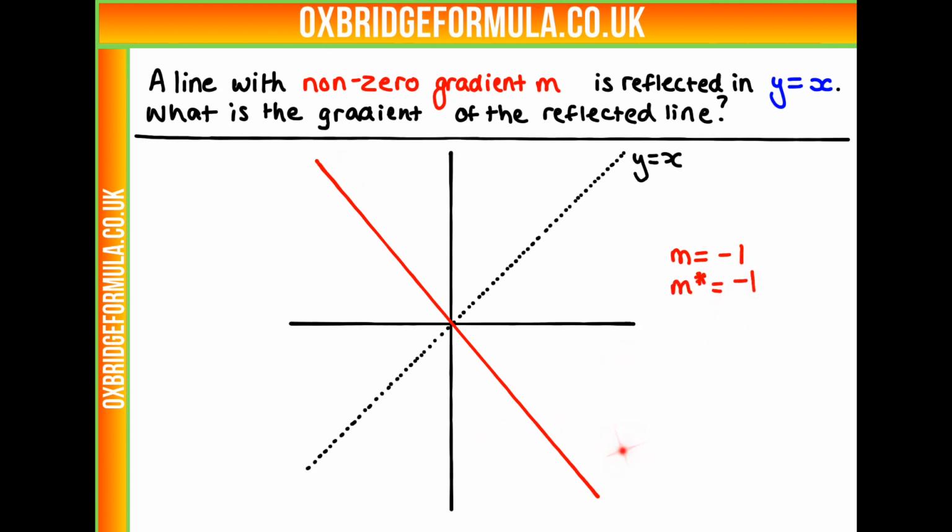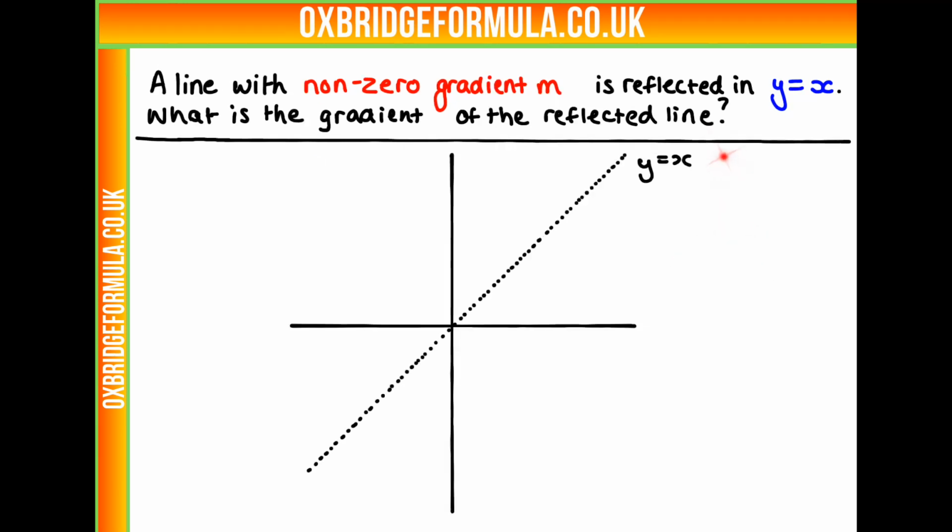What can we draw from this? What information do we get from this? Well, we know, therefore, if this is the same, our reflected line, once it's been reflected in y equals x, is not going to have a change of sign. It's going to be the same, either negative or positive. So we know the new gradient is not going to have a change in sign.